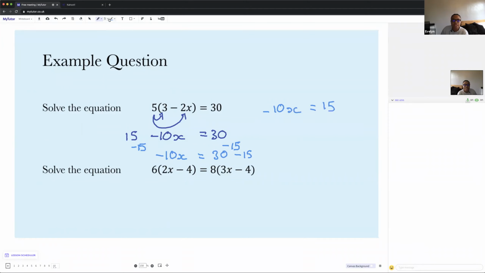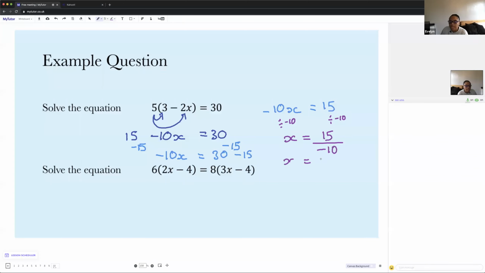Now 30 minus 15 is just 15. And then the last thing to do is get rid of that 10. So I want to divide, and really I want to divide by minus 10 because then I'll get x by itself. If I divide by 10, I'll be left with minus x. So I'm going to divide by negative 10 on both sides, and I'll be left with x equals 15 divided by minus 10.